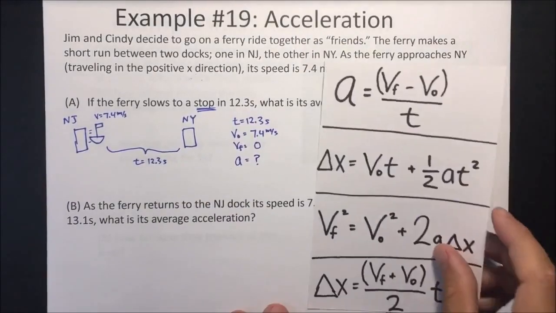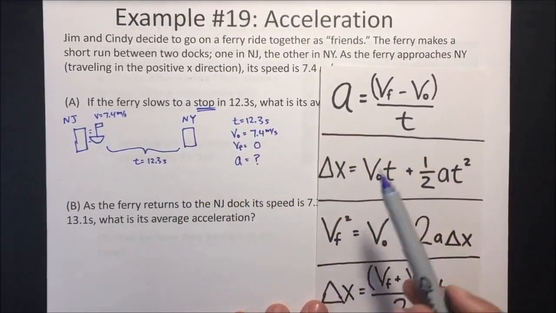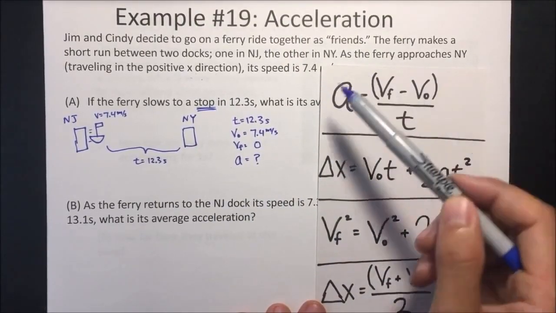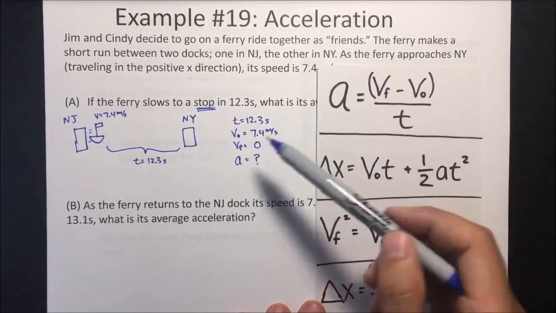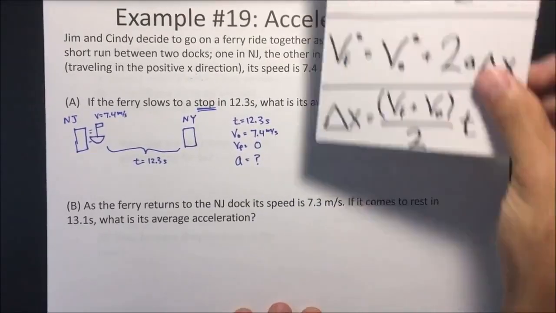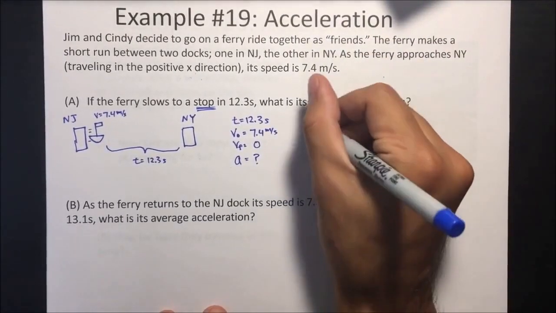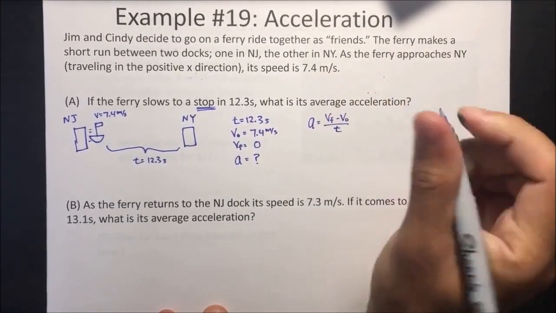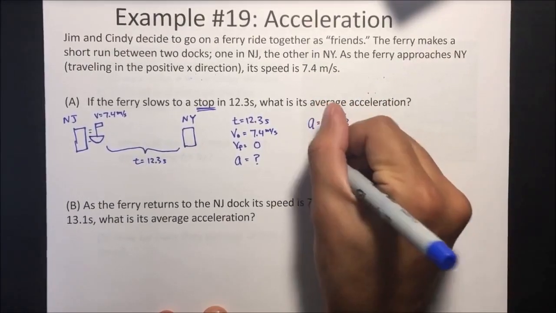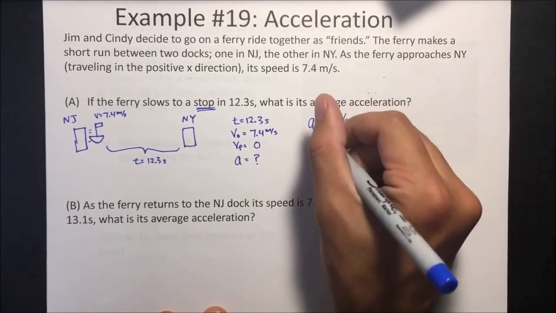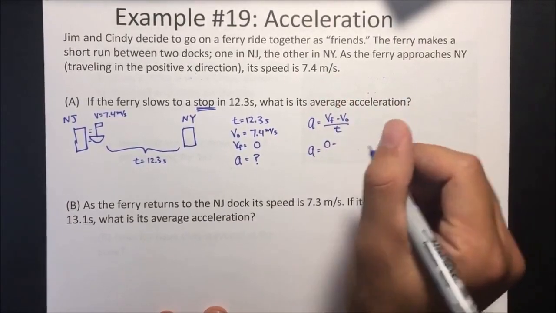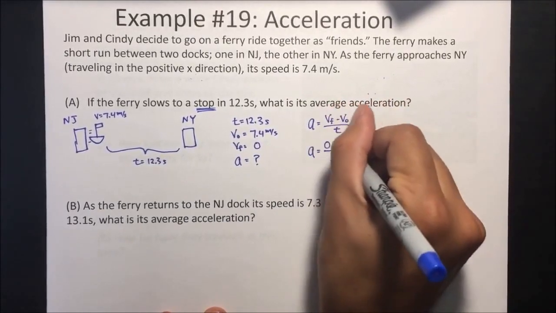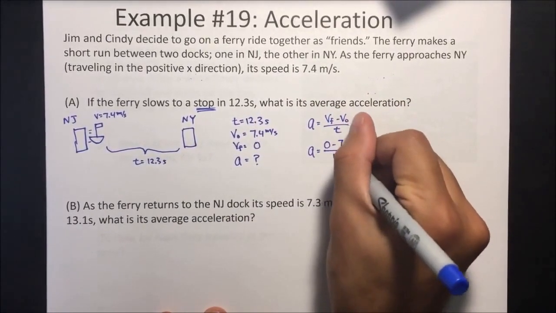Again, we're going to look at our formula sheet and see what formula has all 4 of these variables. We're going to be using the same formula here. This one has all 4: acceleration, velocity final, velocity initial, and time. So now we can solve for this. Acceleration is equal to v final minus v initial over time. Acceleration we don't know, we're looking for. V final is equal to 0 because it comes to a stop. V initial is 7.4 meters per second. And time is 12.3 seconds.